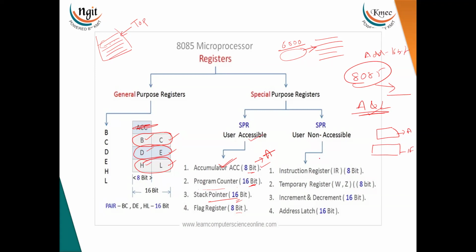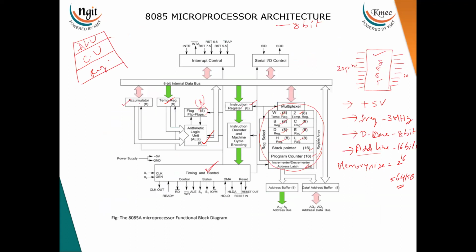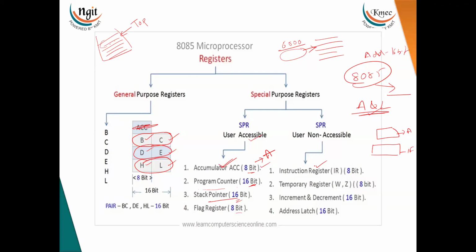Now coming to 4 more registers which are not accessed by the user, but are accessed by the processor. First, the instruction register. After fetching the opcode from the memory, that opcode will be stored in the instruction register, and after that it will be decoded. The opcode size is only 8-bit. That's why it is an 8-bit register.